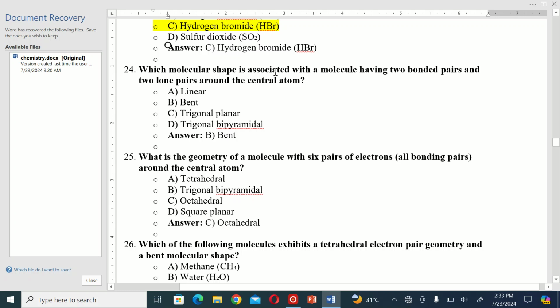Which molecular shape is associated with a molecule having two bonded pairs and two lone pairs around the central atom? A. Linear. B. Bent. C. Trigonal planar. D. Trigonal bipyramidal. So the correct option is B. Bent.